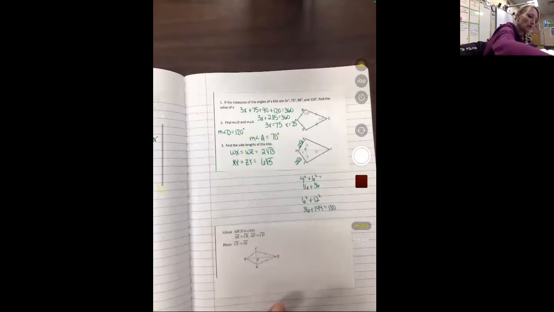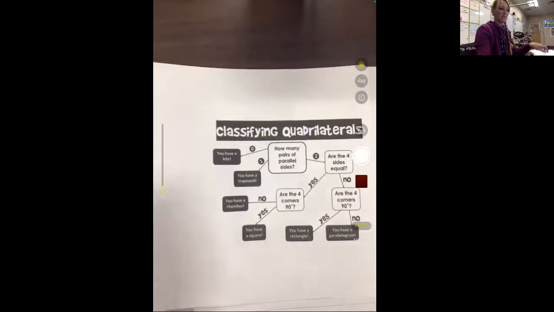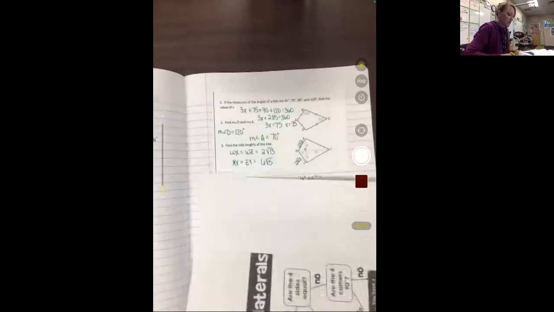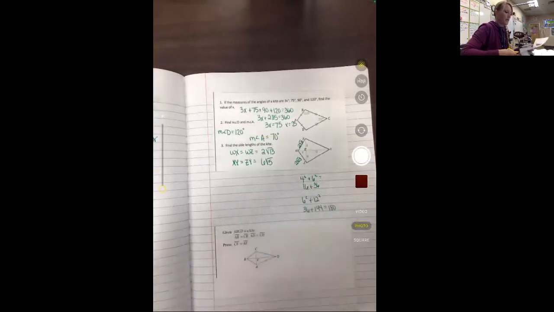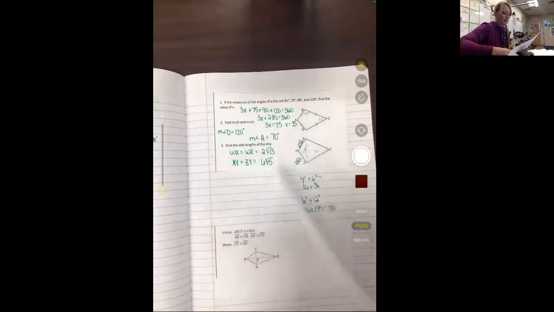In your notes packet, you should have a piece of paper that looks like this. And this is a guide to classifying quadrilaterals. And all you have to do with this guide is go through and read and answer the questions, and it will help you classify the quadrilateral.